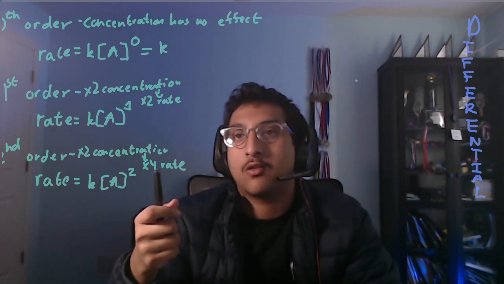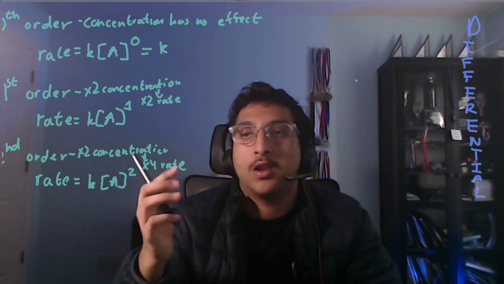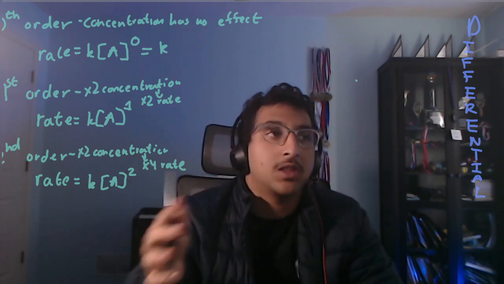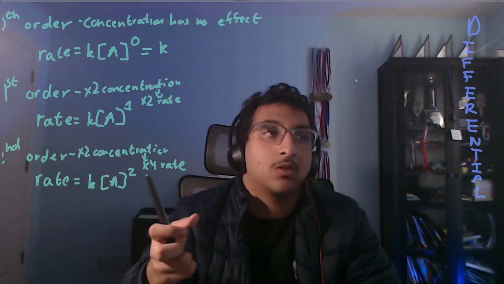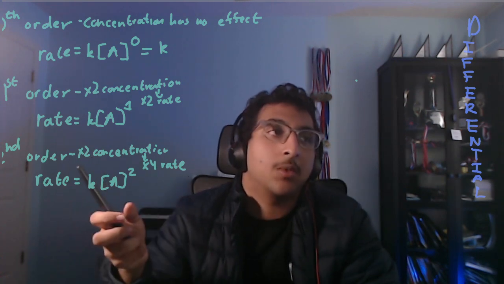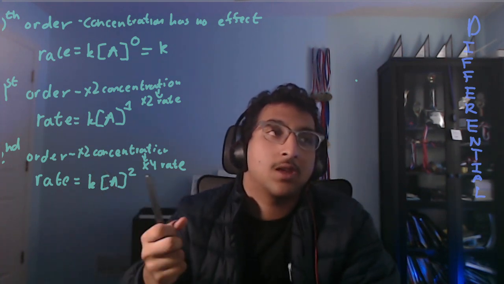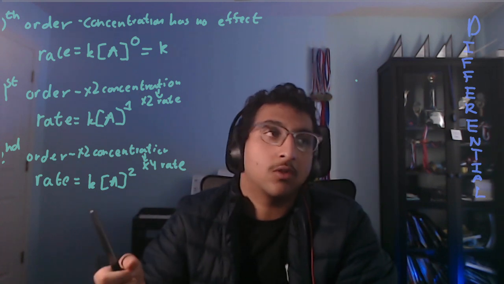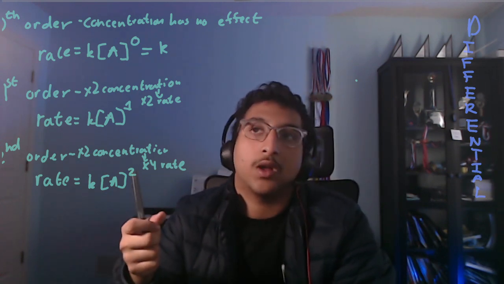Second order is if we multiply the concentration by a number, the rate will be that number squared. So if we double it, this will quadruple. If we multiply the concentration by 3, the rate will increase ninefold. So k times concentration squared.